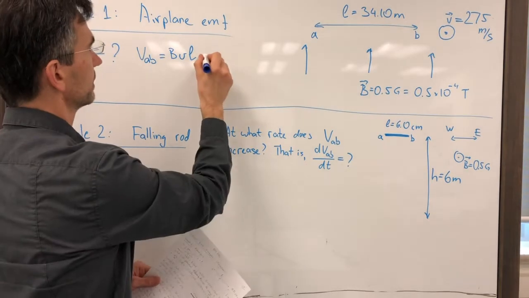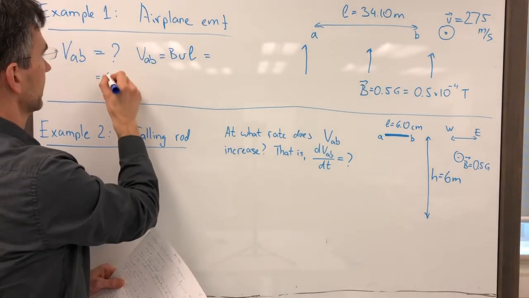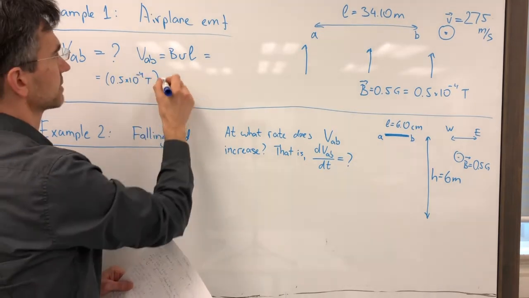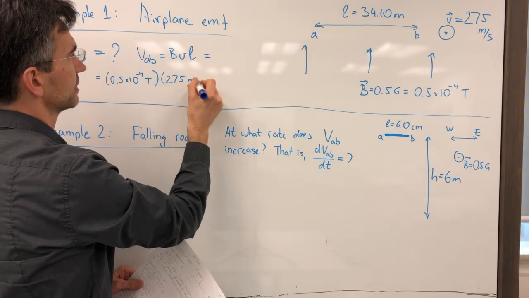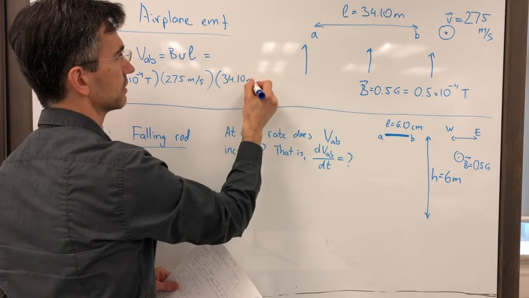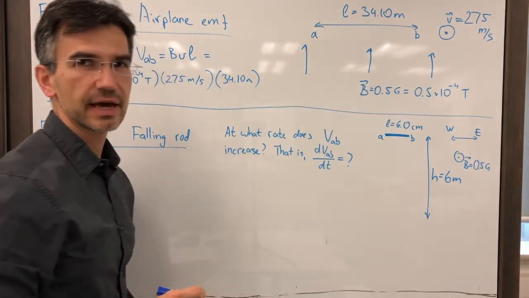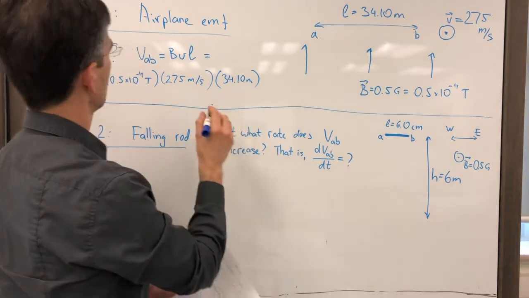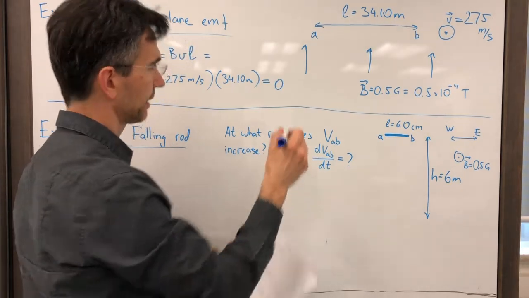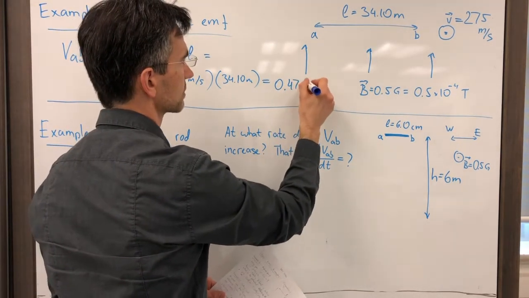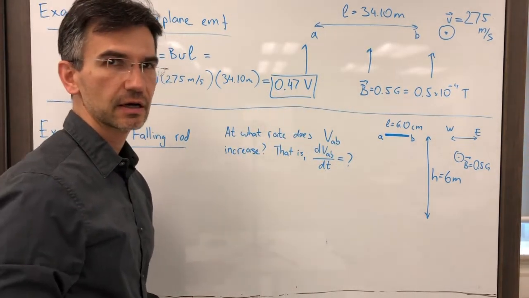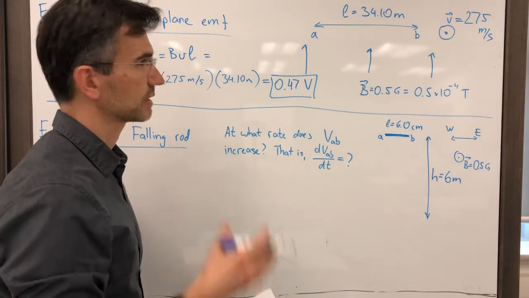So when we put in all the numbers, we're going to have 0.5 times 10 to the minus 4 Tesla times the velocity, being 275 meters per second, times the length, being 34.10 meters. This is the length given in that figure of the airplane in the problem. So then this will add up to be 0.47 volts. So this is the EMF that develops from one end of the wings to the other. So that's example one.